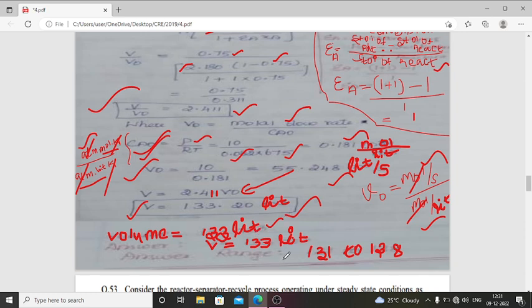So the answer range is given, 131 to 138. Our answer is within this range. Am I clear? So this is our objective. So the volume of the reactor here is 133 liter.